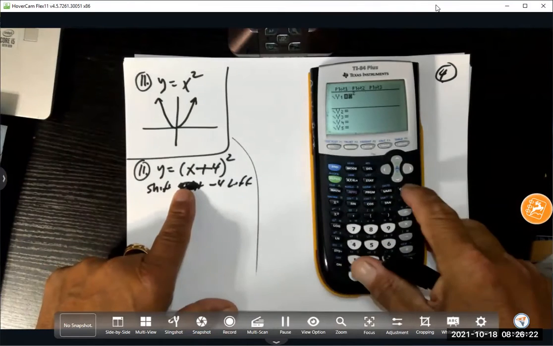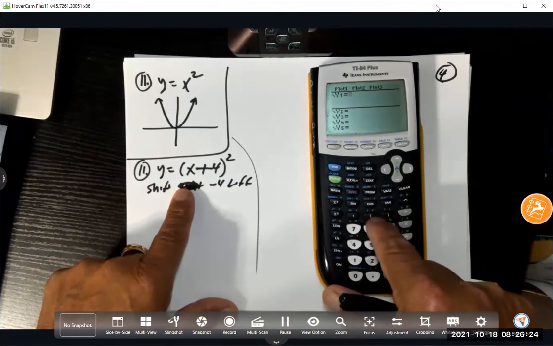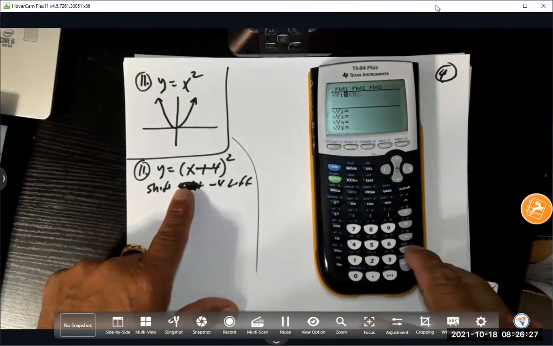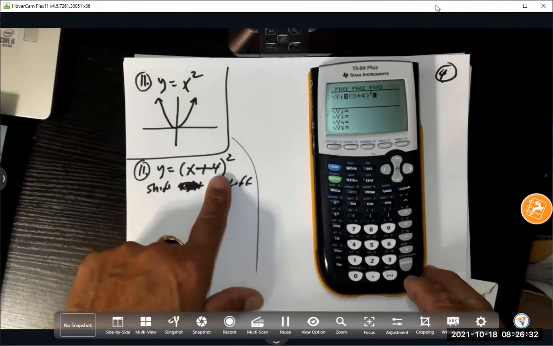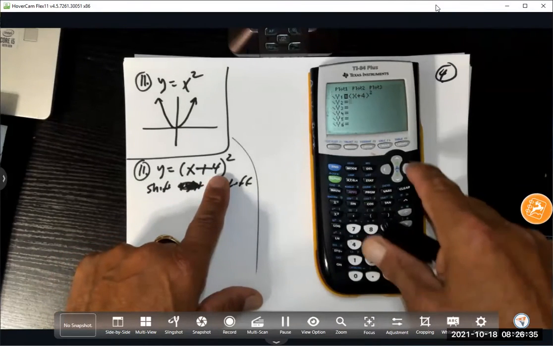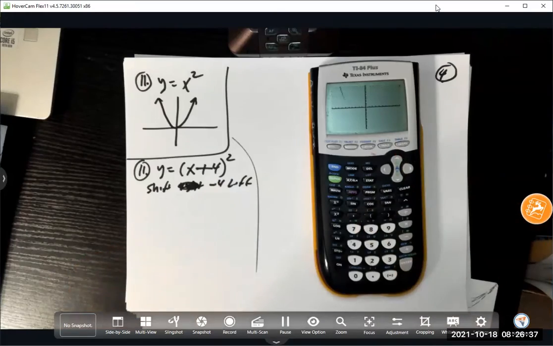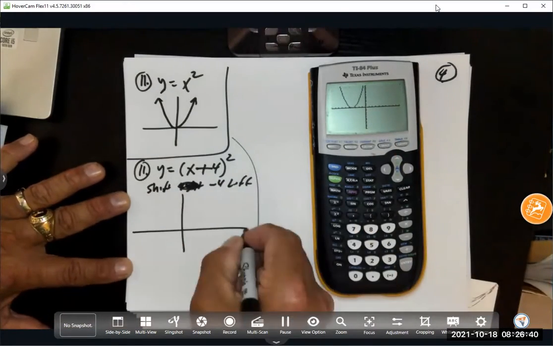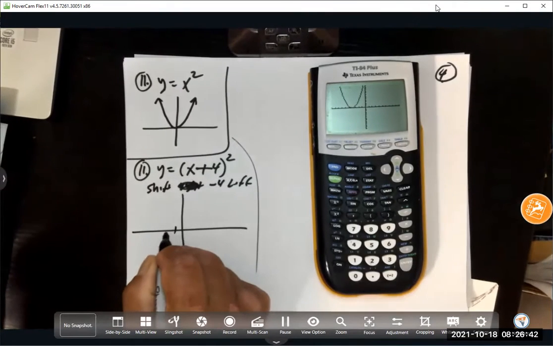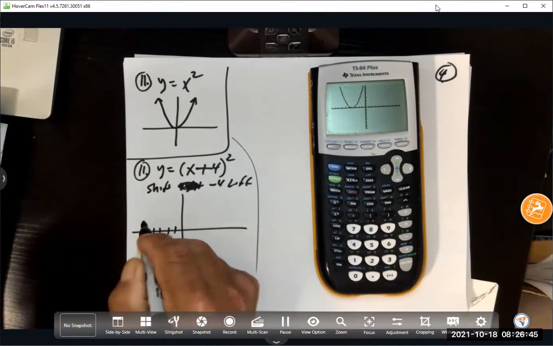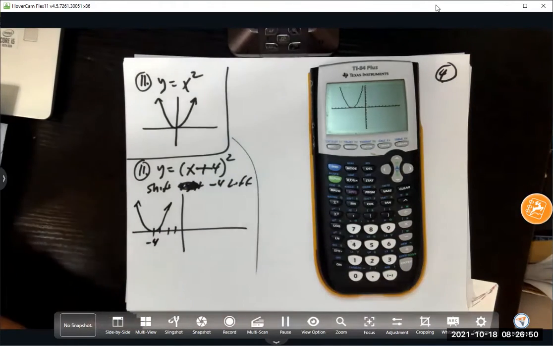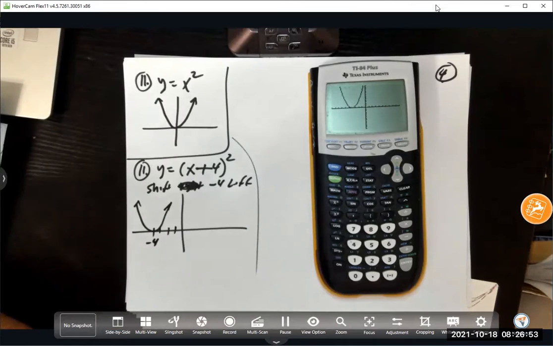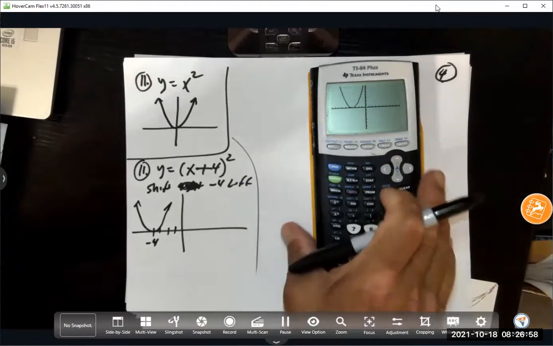Okay, ready? Y, clear. You're gonna put parentheses, x plus 4 squared. X plus 4 squared. Enter. Hit graph. So it goes to the left. 1, 2, 3, 4. So it goes right here somewhere. Yes or no? Is everybody okay with a negative 4 shift? Yes, sir. All right.